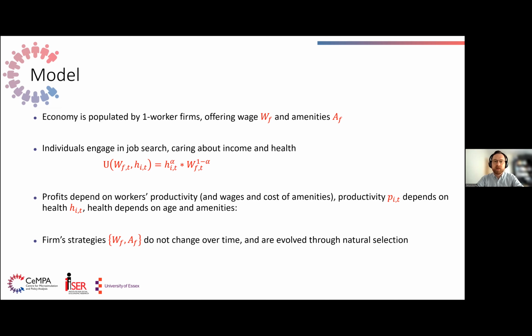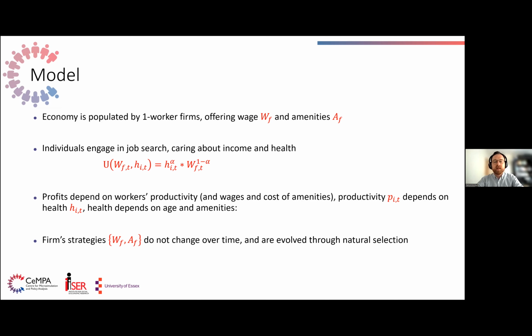So our economy is populated by single worker firms, and each firm offers a wage that we denote with W and amenities A. All individuals in the model engage in job search, and they care about two things. They care about income and health. So the utility function that individuals have is a function of wages and health. And this is what is referred to as a Cobb-Douglas utility function. So it's a product of these two to the power of alpha and 1 minus alpha. And in the default parametrization, we use alpha equal to 0.5.